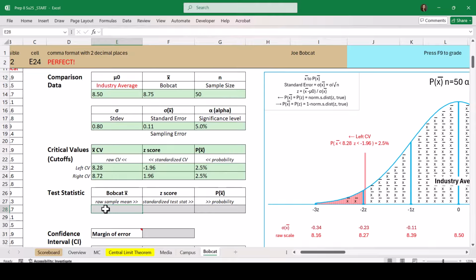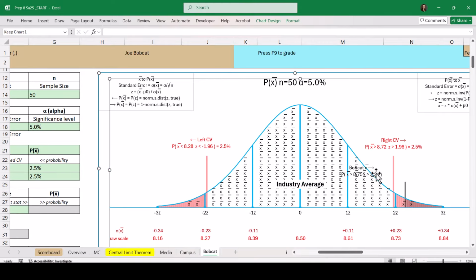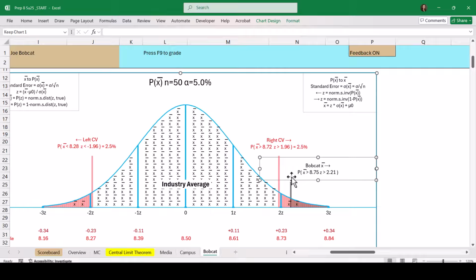So let's see what's going on with our Bobcat sample. We got 8.75, which is above our upper cutoff. So let's compute the test statistic. So the formula for the test statistic, or the standardized z-score for our sample mean, is the sample mean minus the population mean in parentheses, and then divide by the standard error. 2.21. So I can see it right here. We can move this little text box over, if you can't see it. Might be a little bit hard to move, but you can move it. And this is our sample mean.